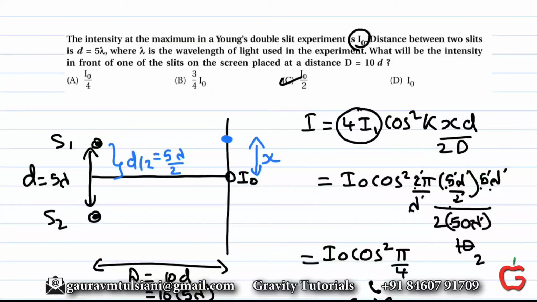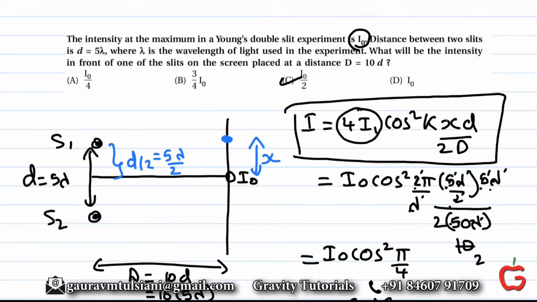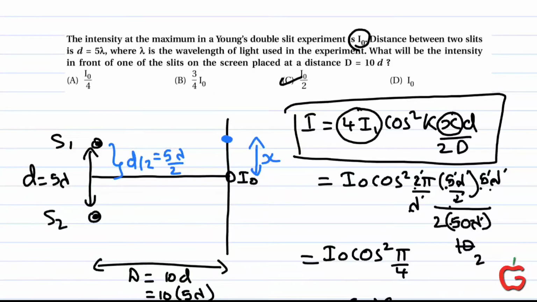Whenever some random points are given, other than the bright and the dark spots, we can use this formula for intensity. Where x is the distance from the center on the screen, the small d has its usual sense, that is the distance between the two slits, and the capital D is the distance between the sources and the screen.